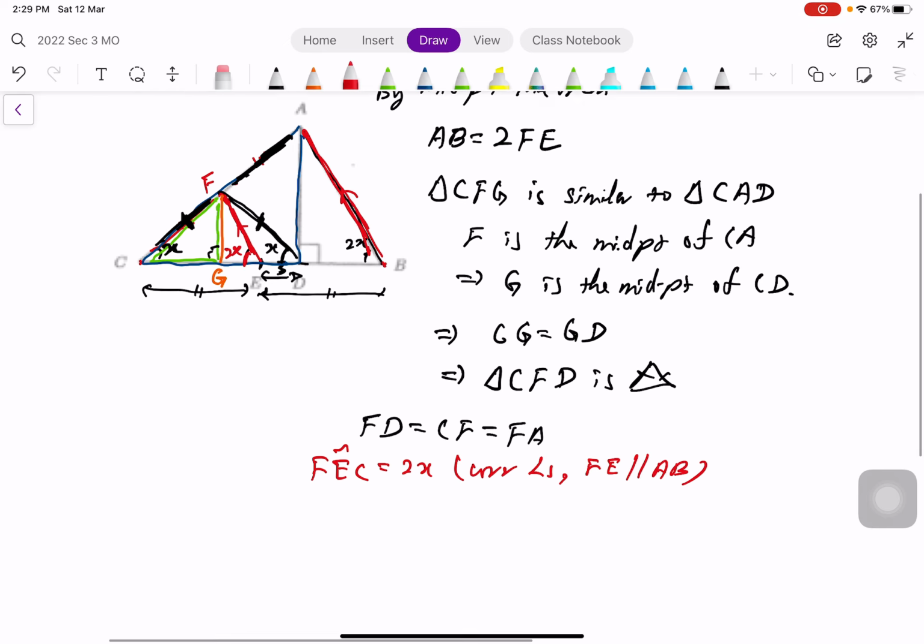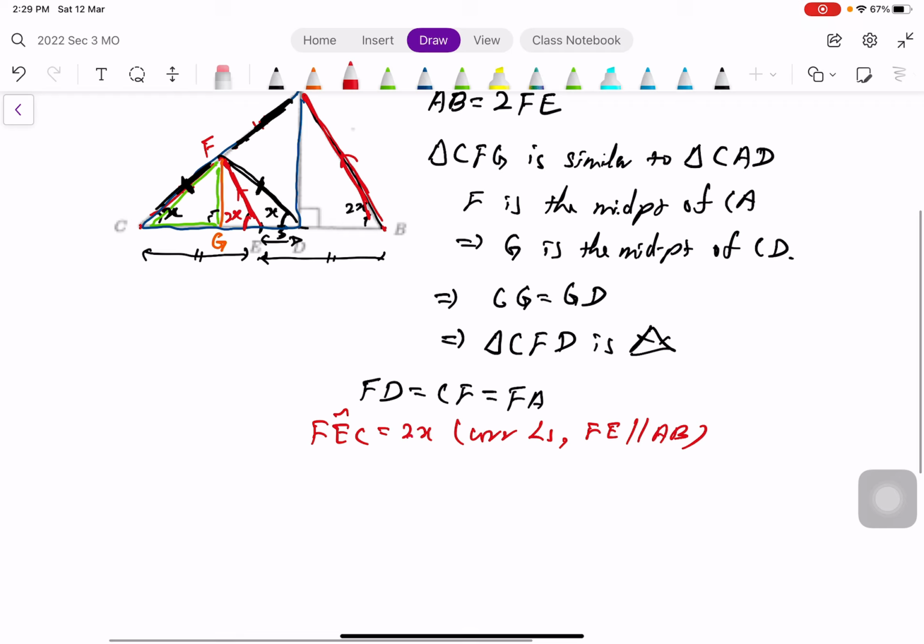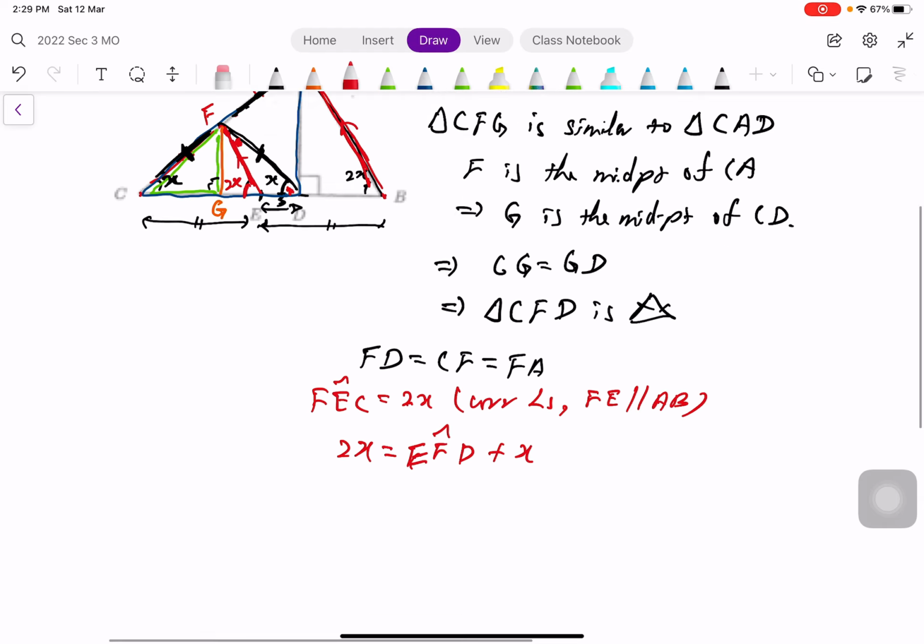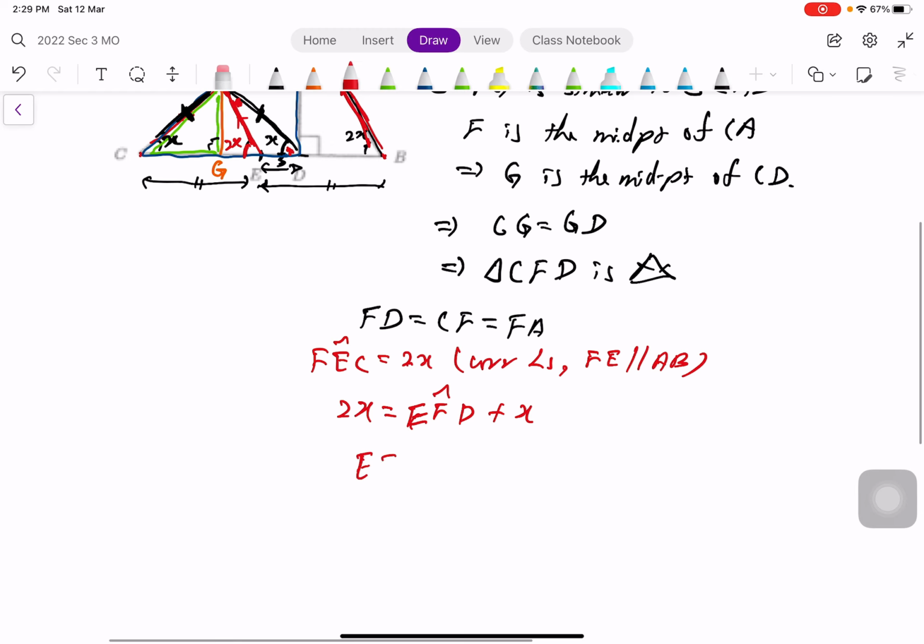Right? And in this case, can you see that your 2x is now equal to what? It's now equal to this angle x plus this angle that I'm calling EFD. Therefore, this part here is EFD, and then plus x. Therefore, in this case, EFD is also equal to x.